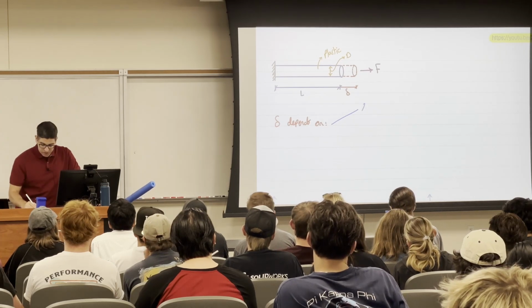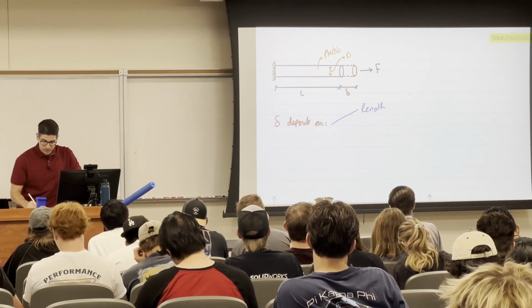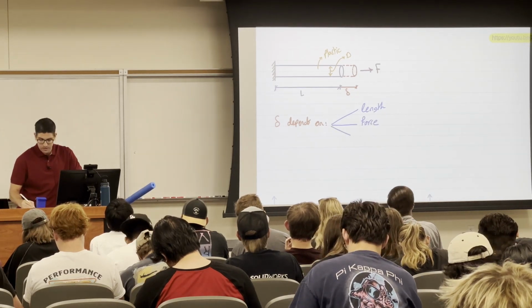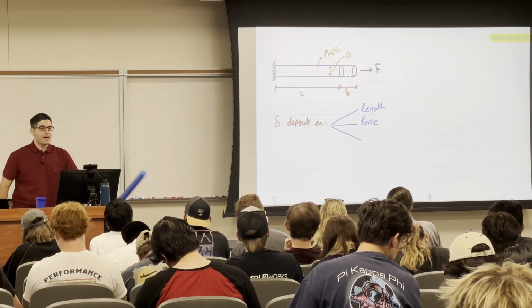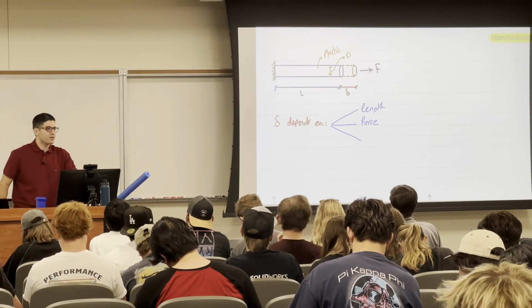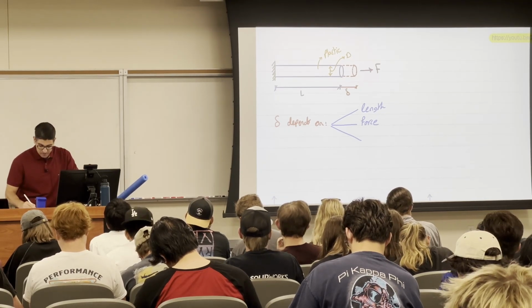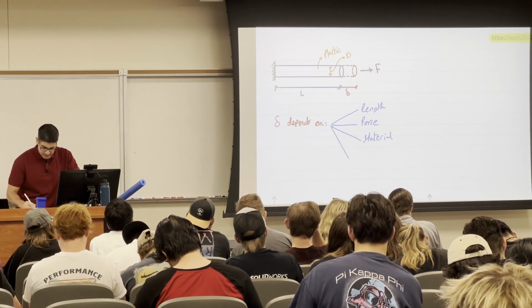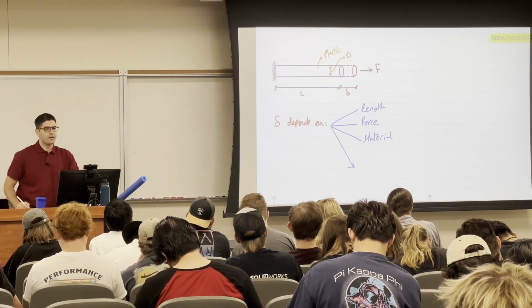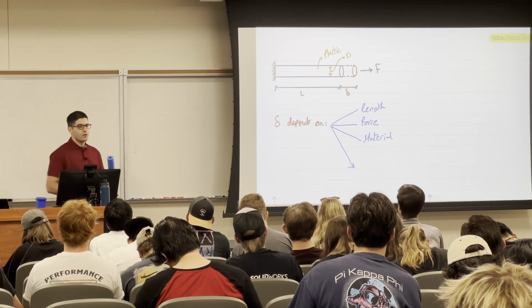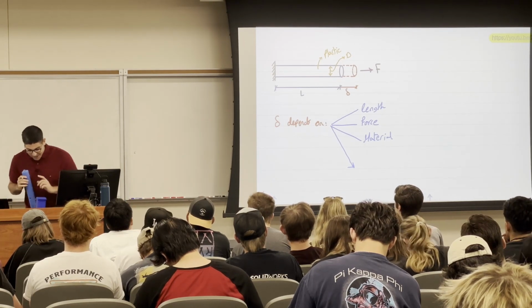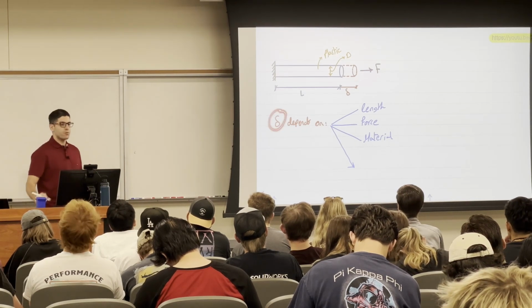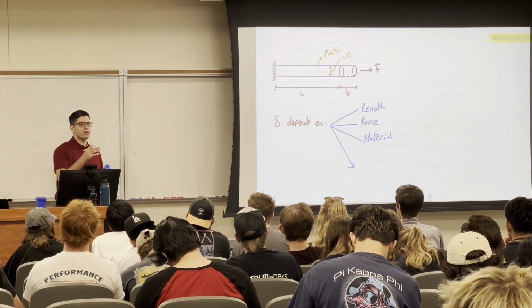Initial length, okay. So it depends on the length. What else? Force. What else? If I have a plastic and I have a steel, is it different? What it's made of. Material, that's correct. And last thing, anyone? You're right, but now we are talking about delta due to force. Next lecture we will talk about delta due to temperature.